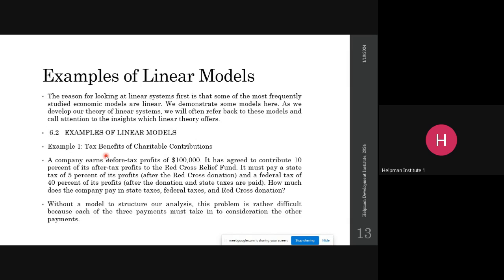We want to use the idea here for a clear understanding of the state tax, federal tax, and the Red Cross donation within the concept of topology or the concept of set theory. Who can tell me the second subset?